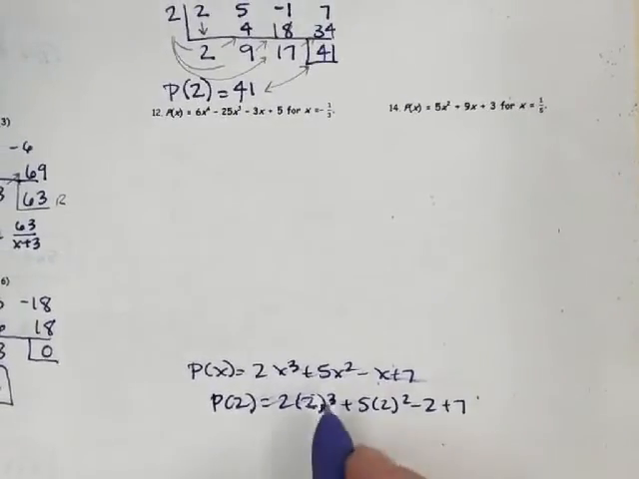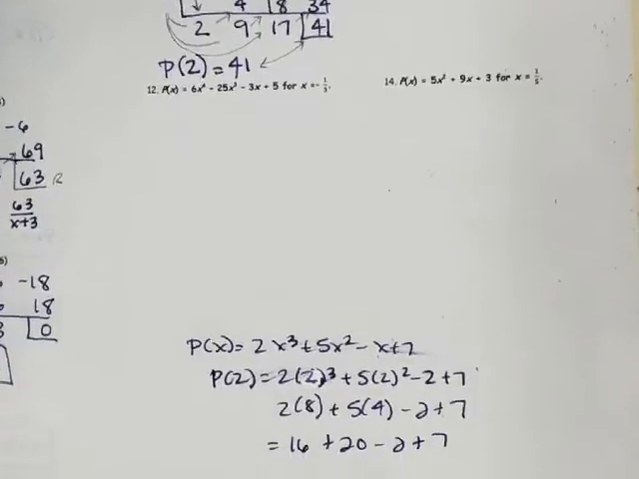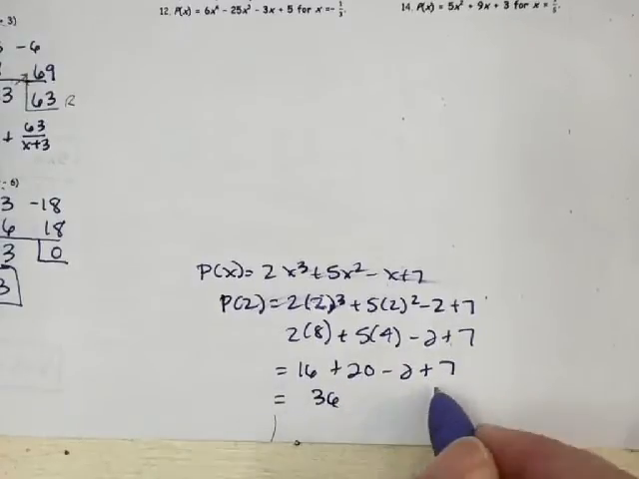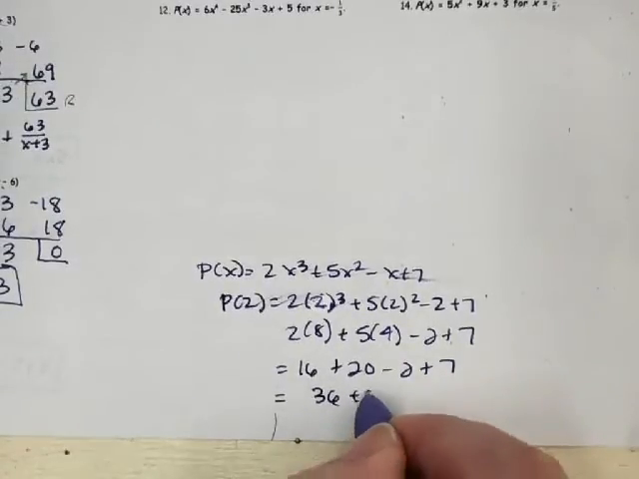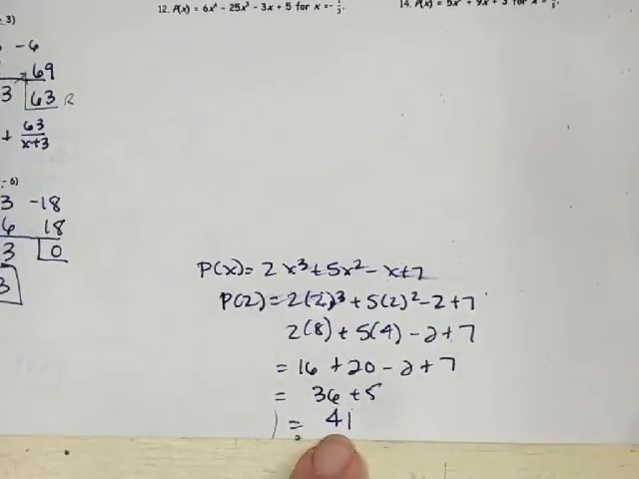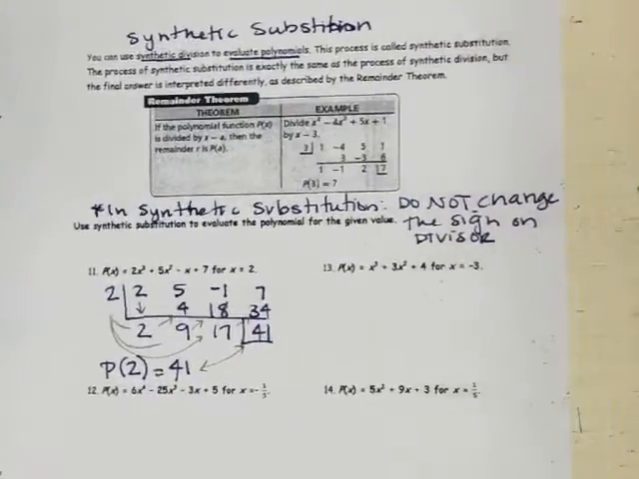If I did 2 cubed, that gives me 8. 2 squared is 4. Minus 2 plus 7. So 2 times 8 gives me 16. And 5 times 4 is 20. Minus 2 plus 7. So now if I add those things, 16 and 20 gives me 36. And negative 2 plus 7 gives me a positive 5. And 36 and 5 is 41. And it's magic. So I can do this, or I can do this. And this is just a whole lot faster. You're still doing what you're already used to.